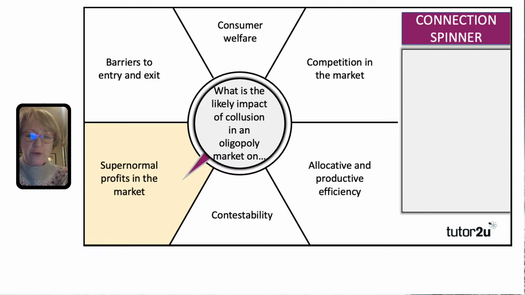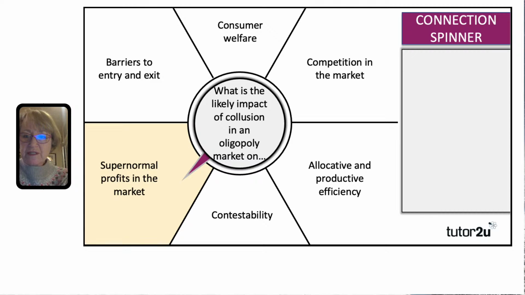Again, what are your opinions here? So here we're looking at a different part of the market, aren't we? Instead of looking at consumers, we're looking at different players in the market. We're looking probably at the producers, at those who are colluding, and perhaps other producers as well. Okay, what is the likely impact of collusion in an oligopoly market on supernormal profits in the industry?